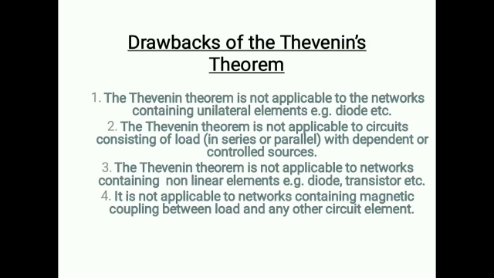Drawbacks of Thevenin's theorem. First, the Thevenin's theorem is not applicable to the networks containing unilateral elements, example diode, etc. Second, the Thevenin's theorem is not applicable to circuits consisting of load in series or parallel with dependent or controlled sources. Third, the Thevenin's theorem is not applicable to networks containing non-linear elements, example diode, transistor, etc. Fourth, it is not applicable to networks containing magnetic coupling between load and any other circuit element.